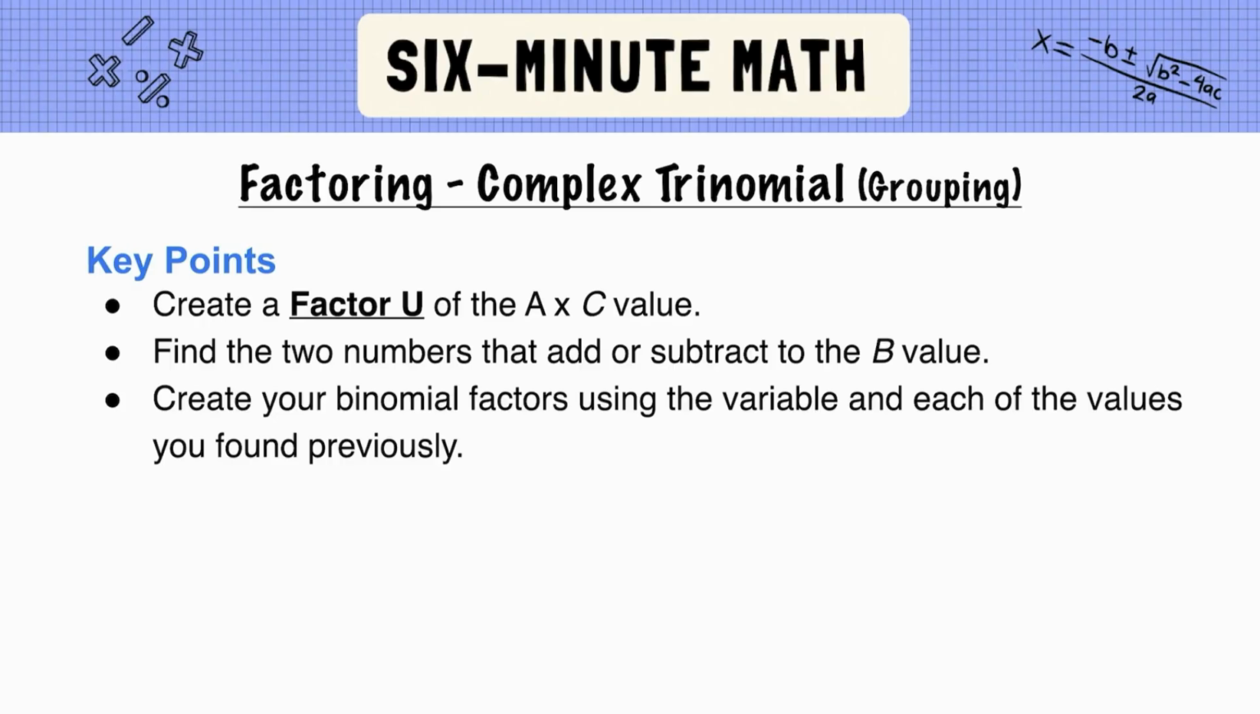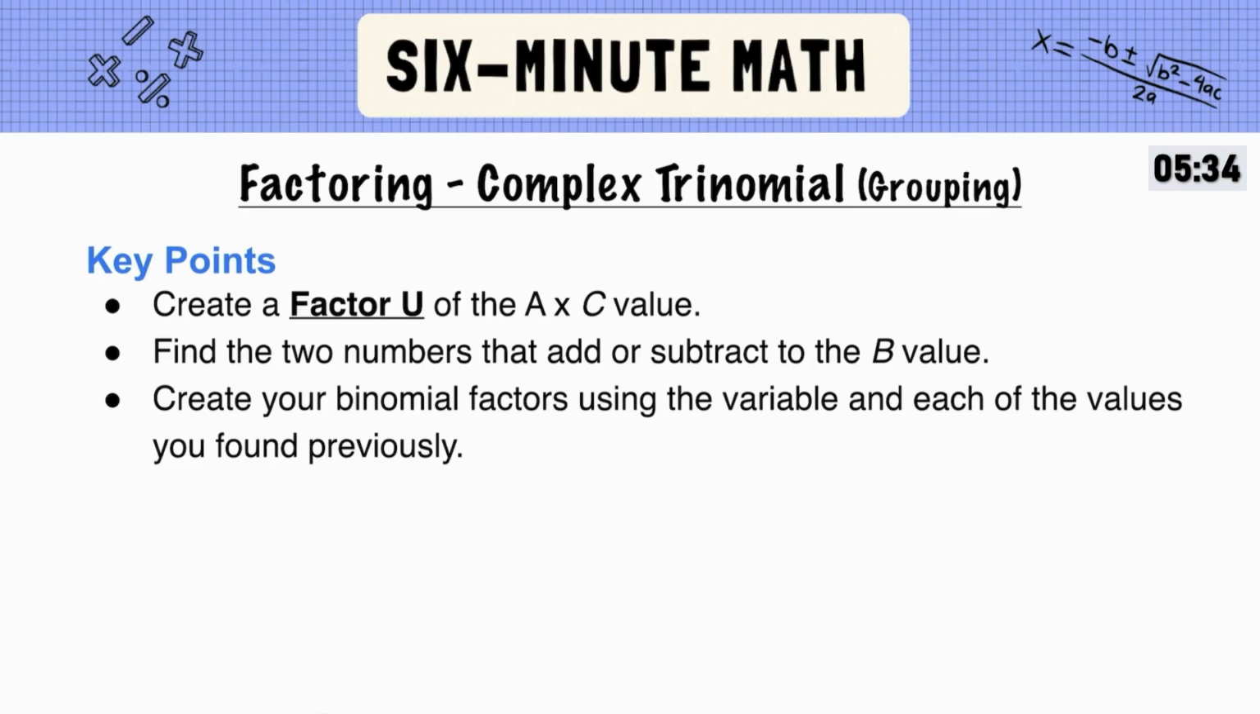Factoring complex trinomials tends to be a complicated process, which is not going to be a lot of time in 6 minutes, but we're going to do our best. So let's get going. Our key points are going to be, we are going to create a factor you of the a times c value. Then we're going to find two numbers that add or subtract to that b value. And then we're going to create our binomial factors using the variable and each of the values that we are going to find by our grouping method.